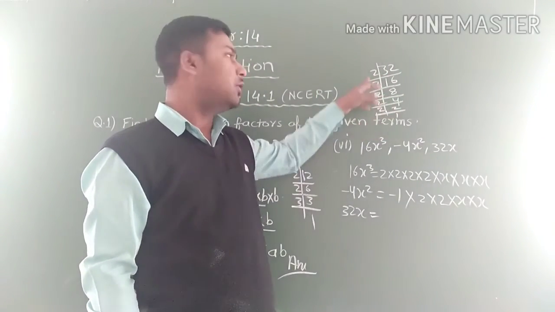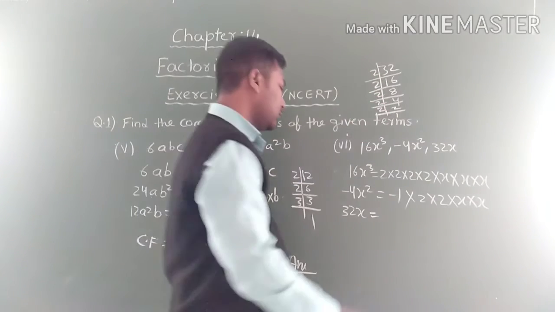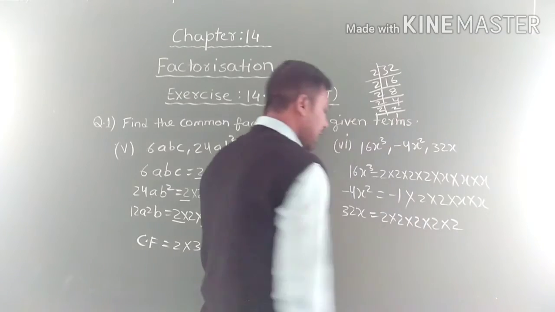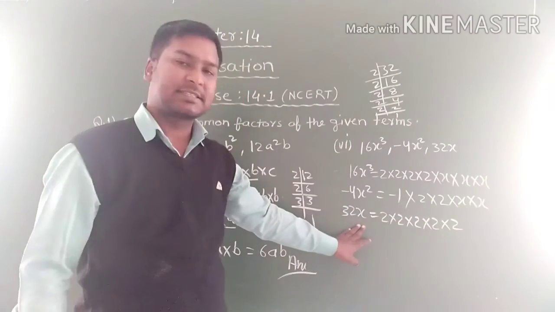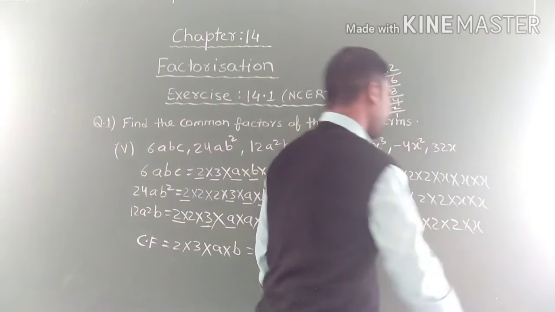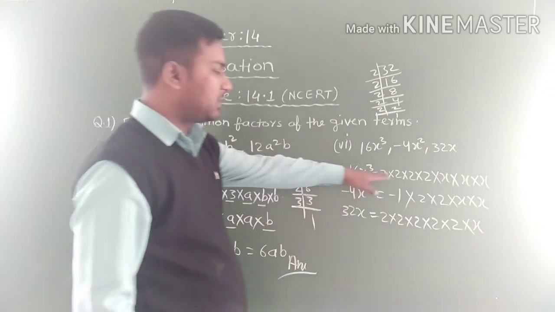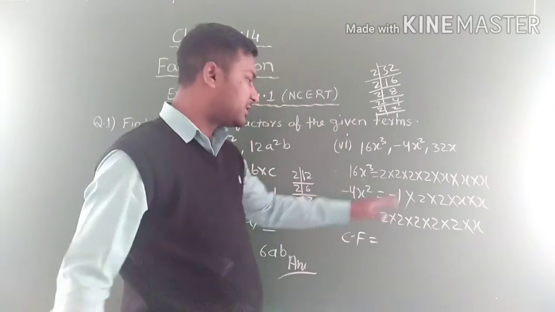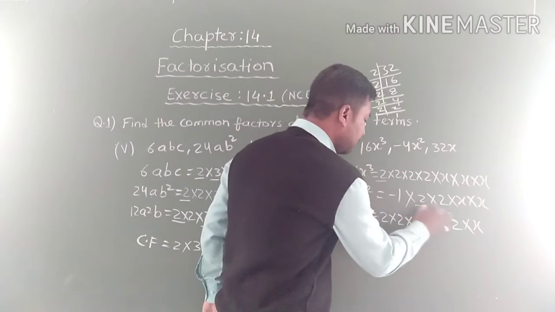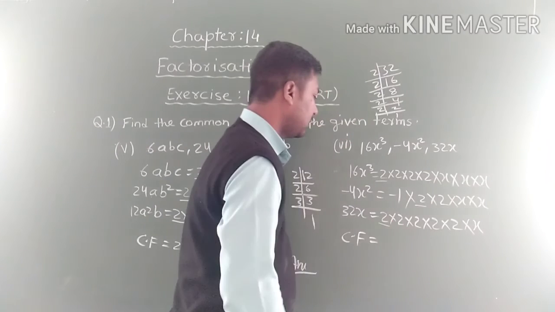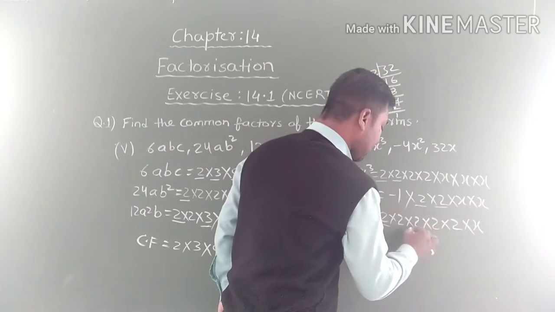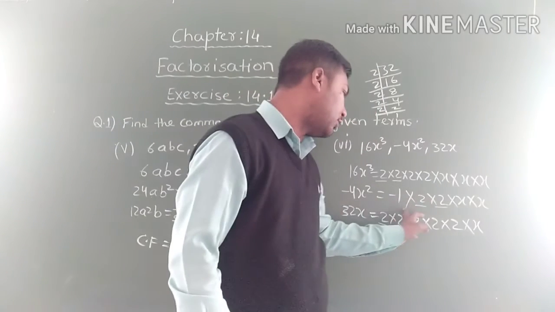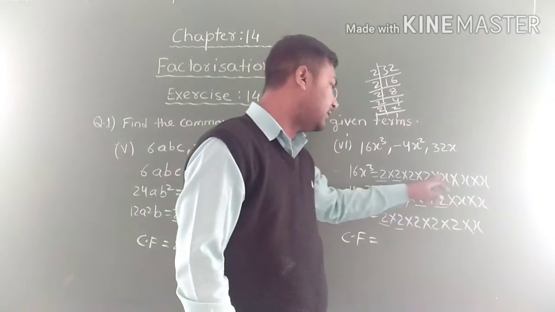How many times 2? 1, 2, 3, 4, 5. So we can write 2 five times, after that x. Now what is the common factor of all these 3 terms? So CF will be... let's see here, students. 2 is common. Another 2 is also common. But this third 2 is not common, because there is no 2 in the other term. Only x and x are there.